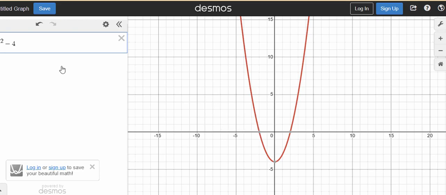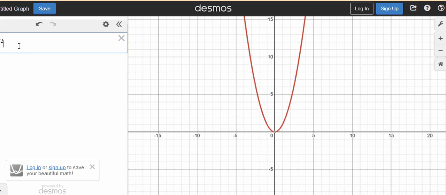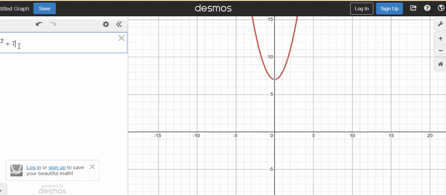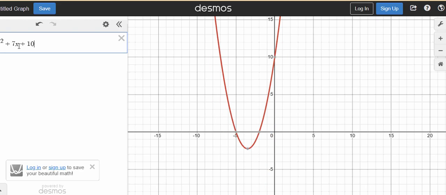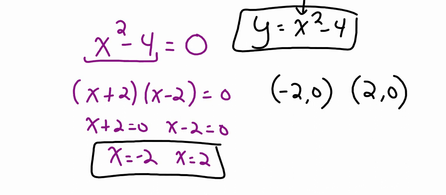The second one, let's go ahead and put in another quadratic. Let's do x squared plus 7x plus 10. Now, we could stop the video and we could factor and set it all equal to 0. We don't need to do that when we have DESMOS open. We just need to hover. Where does this graph hit 0? At -2 and at -5. So your answer, back here, would be x equals -2, x equals -5.